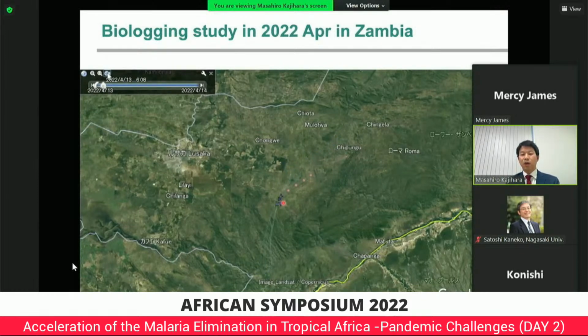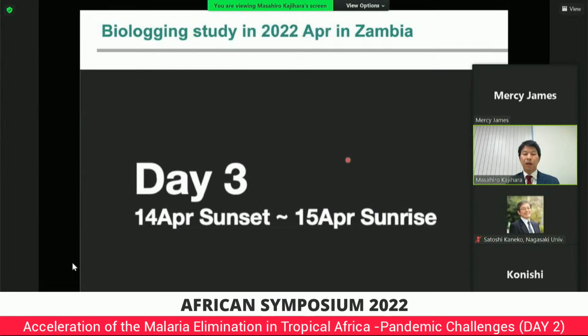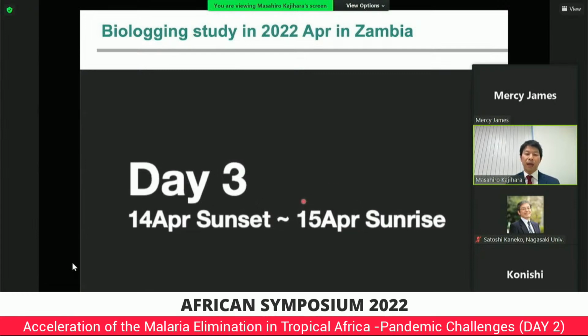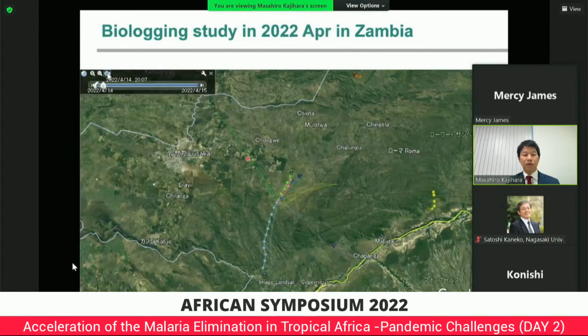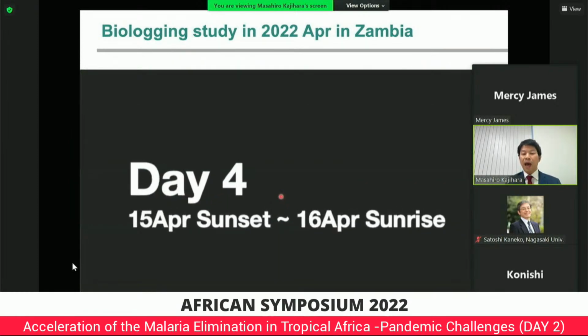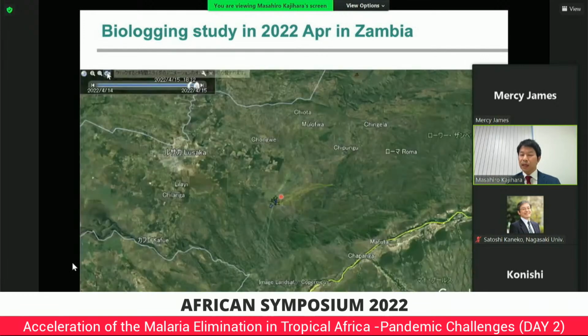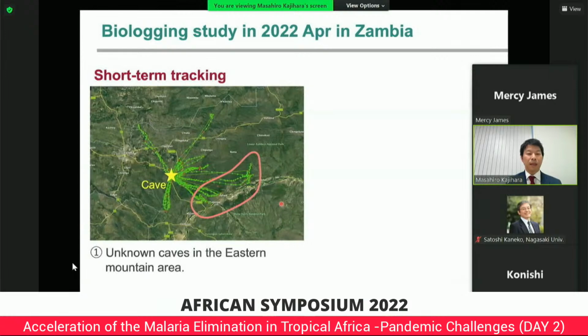Each bat stays somewhere at night and then comes back to the cave. They are eating fruits there. After day 3, the green bats are flying very far across the capital city area, and then coming back to the cave in the morning. The other bats are going south to eastern areas from the cave. This is just a part of our data, but currently we understand from this data that there are some unknown caves in the eastern mountain areas here.